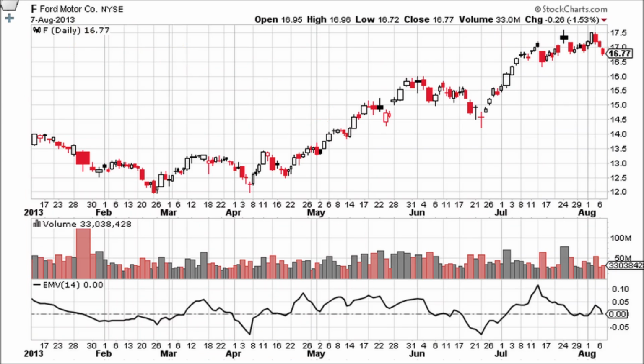Now let's take a look at Ford Motor Company, ticker symbol F. As you can see, I'm using the candle volume charts here. This is not just your standard candlesticks. You can see by the width of the candle and the width of the volume bar. What the EMV is saying right here, it's above zero.